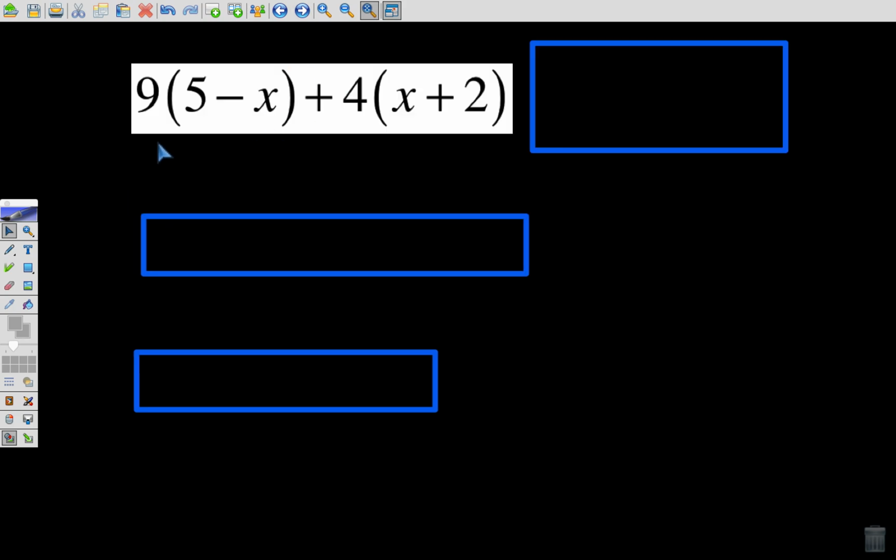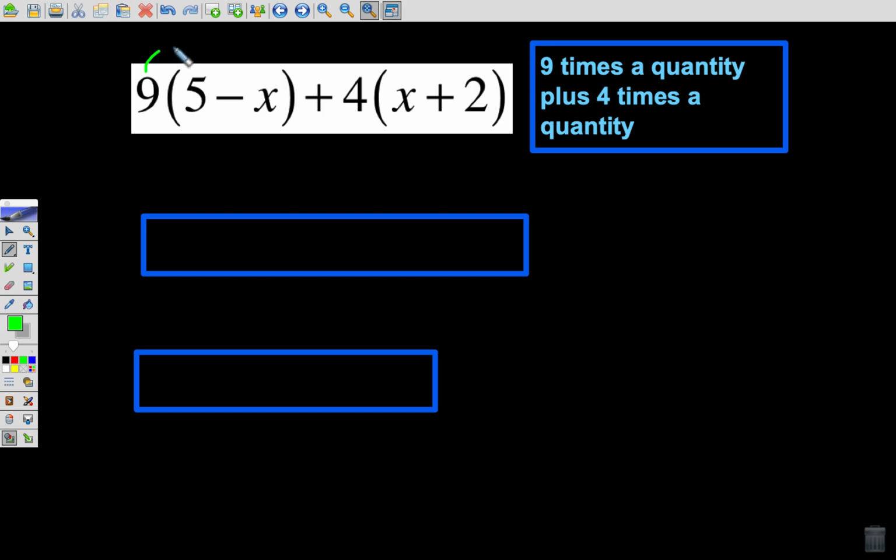Right now we have 9 times a quantity plus 4 times a quantity. These quantities are different. It doesn't matter either way. But what this is really telling us is we're going to multiply 9 times something, so that gets done first. Then before we add anything, we're going to take 4 times the next quantity. So with the distributive property, we're going to do 9 times 5, which is going to give us 45. Then we're going to distribute 9 to the minus x, which gives us minus 9x.